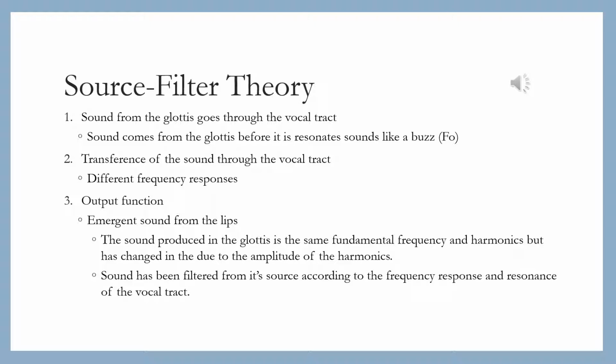So if we didn't have our articulators to shape our different sounds and productions, it would just sound like a buzz that we would have coming from the vocal folds. Next, we're going to talk about the transference of the sound through the vocal tract. So this is how we have different frequency responses.